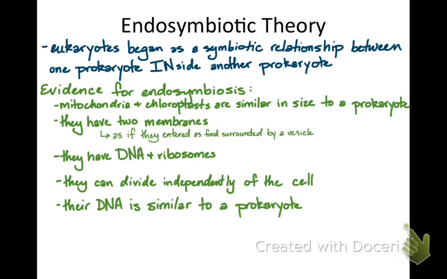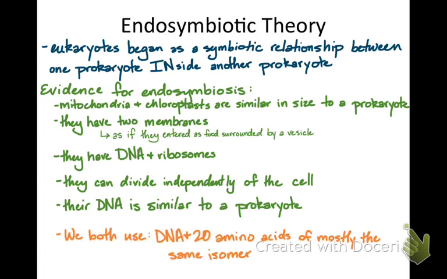So I just want to wrap this up by just, again, thinking of the biochemical similarities between prokaryotes and eukaryotes. They share a lot in common. We have DNA as our genetic material, and we not only use amino acids to build our proteins, but we use primarily the same isomer of those 20 amino acids. So there's a lot of biochemical evidence that also favors this conclusion of endosymbiotic theory. So that's it for this part of the organelles lesson.